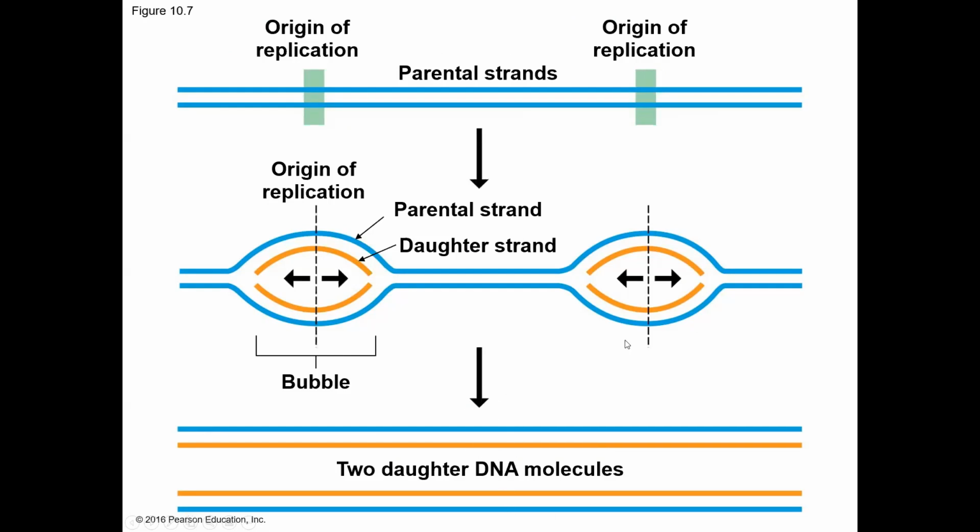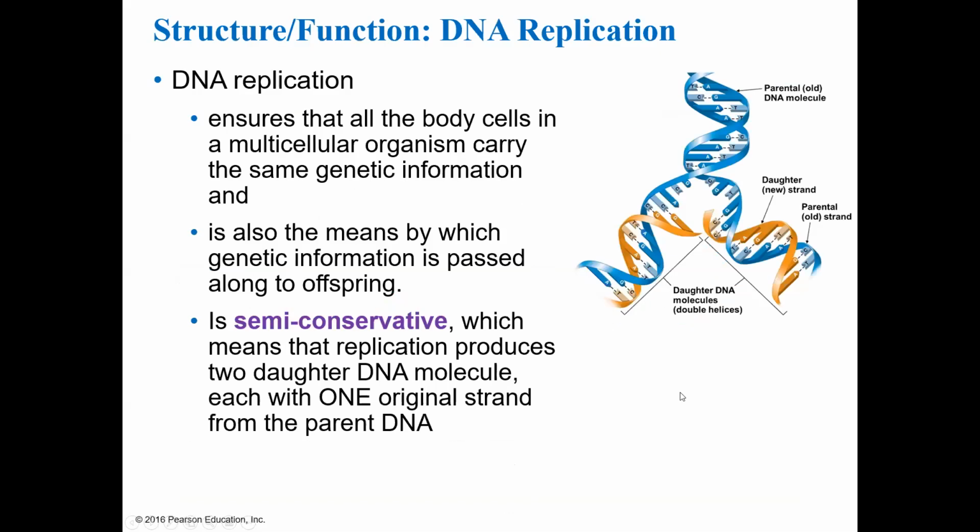So the origins of replication, there are multiple of them, and that's because it would take forever if it was up to just one DNA polymerase. DNA replication serves a lot of purposes. One being, of course, that it ensures that all cells in the body carry the same genetic information. Is it perfect? No, it's not perfect at all, but it is essential because for that very reason. It also means that genetic information is passed to offspring.